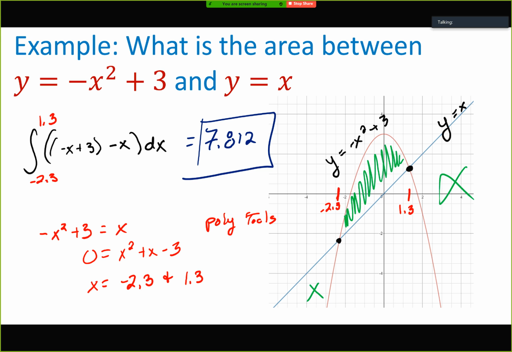That represents the area, this green shaded area, the area between these two curves. So we find our region, we find the bounds of the region. The bounds become our upper and lower limit of integration. Put that all in, gives us the answer.